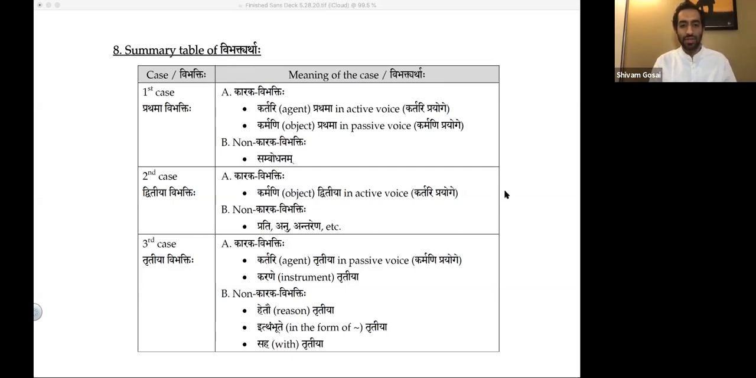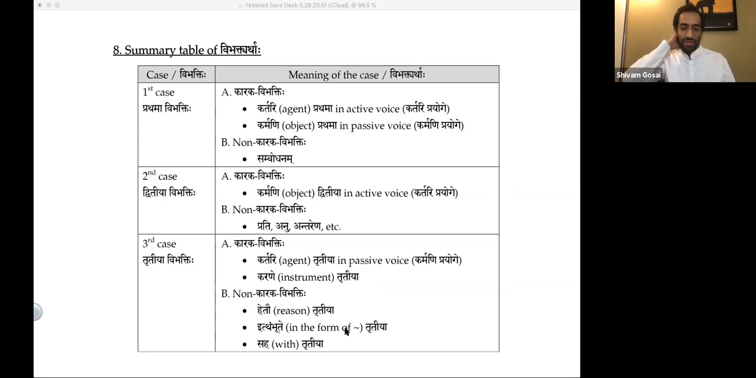In our second case, Ditiya Vibhakti, our Karaka that's connected to is Karma, object. So second case in the sense of object is Karmani Dutiya when we're in active voice, Kartari Prayoga. Okay, it has to say active voice because in passive voice, the karma is in first case. Non-Karaka Vibhakti is when it's connected to Prati, Anu, Antarena, etc. When the word is connected to these few things, then you get the second case.